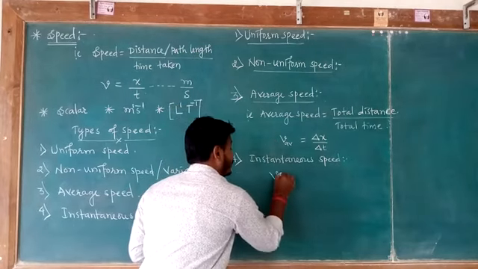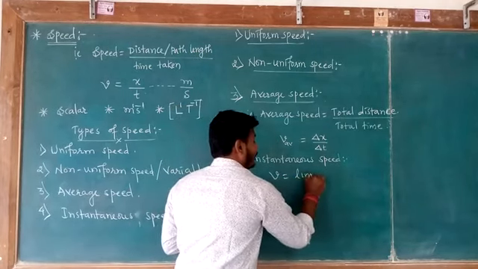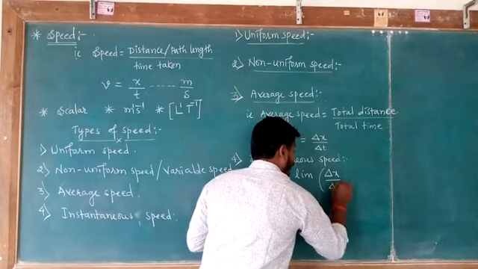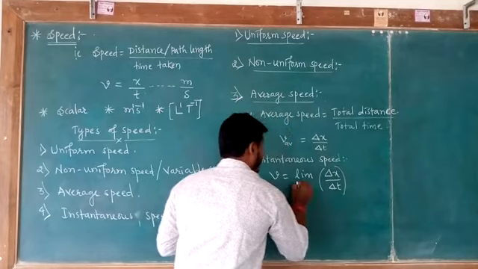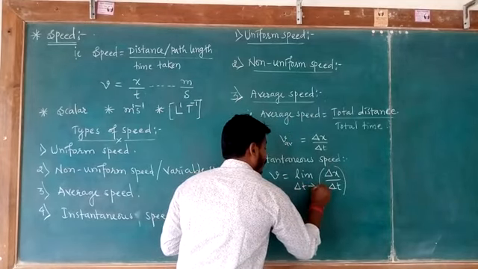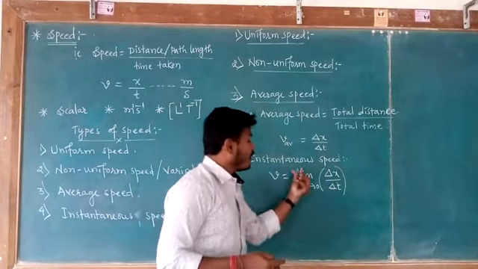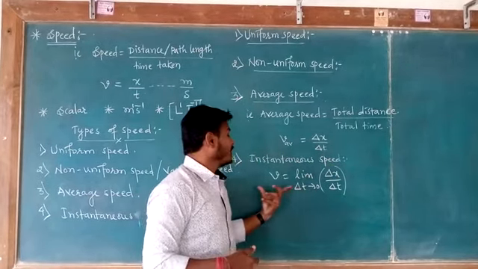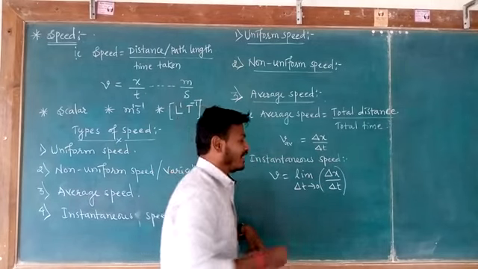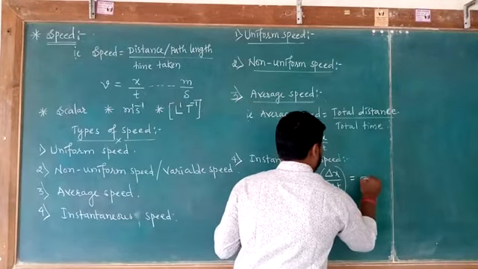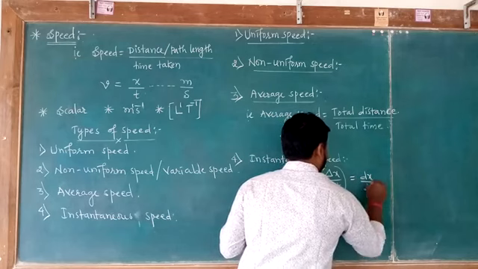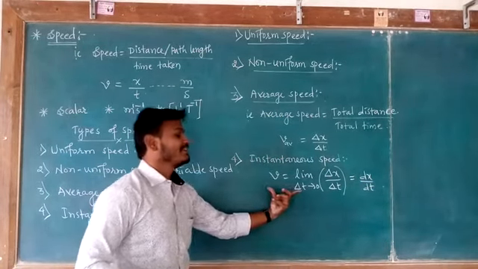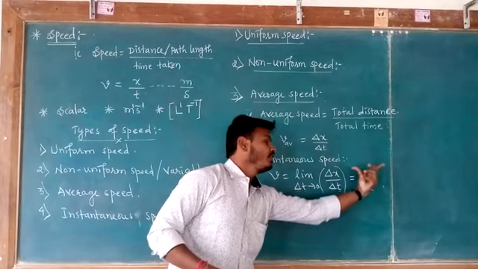Instantaneous speed can also be understood as the limit of the average speed of a body when delta t tends to 0. In other words, the limit of average speed when the time interval is infinitesimally small. That speed is the instantaneous speed. We can write this equation: v is equal to the limit of delta x by delta t as delta t tends to 0, which is numerically equal to dx upon dt.